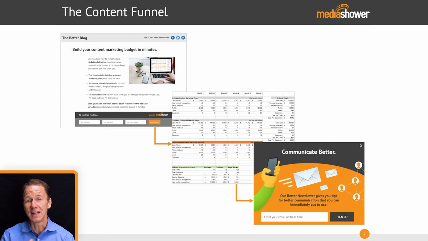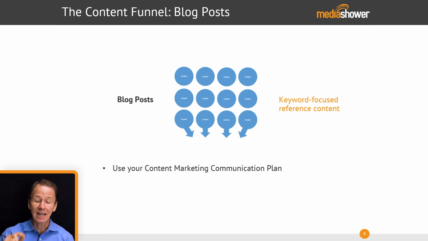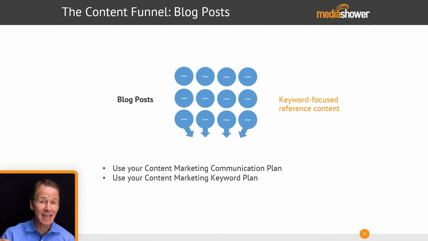The majority of content in your content calendar should be blog posts. And first, you want to start with your content marketing communication plan. See our video and downloadable template on building a plan, which tells us who we are writing for. You also want to use your content marketing keyword plan. See our video and downloadable template on keyword planning, because this tells us what they are searching for.